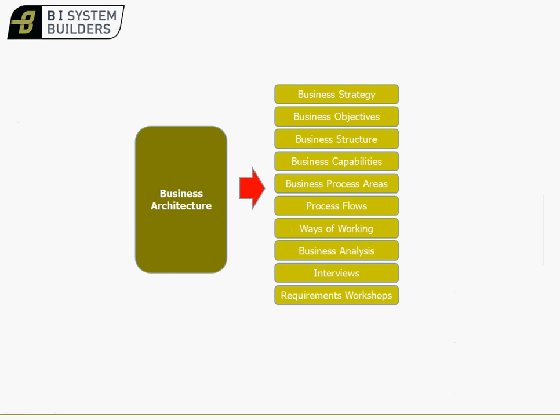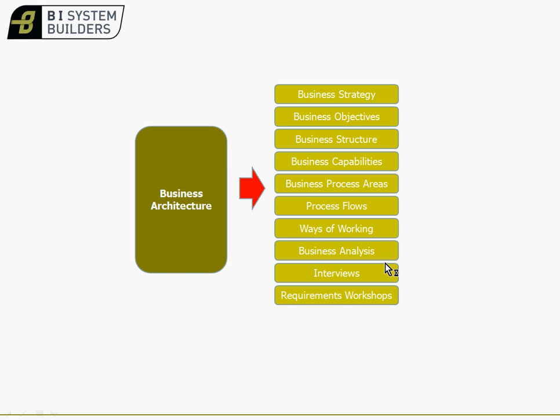Business architecture. When we talk about business architecture, we're trying to understand the business. So I'm interested in business strategy, the business objectives, the business structure, the business capabilities, business process areas, process flows, and ways of working. Now you may find within your organisation that you have one or several business architects, and they already have this information. They're working on it, they're very close to the business, in which case go collaborate with them. If you don't understand the business architecture, then you have to put more work in.